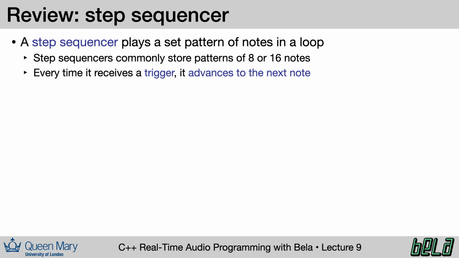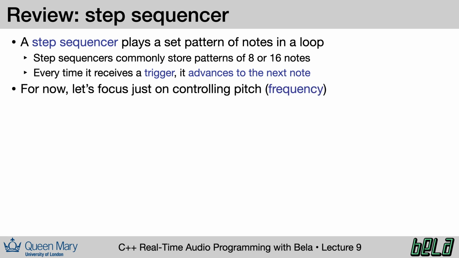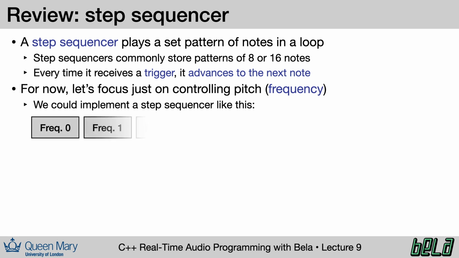Before we finish this lecture, let's go back to the step sequencer that we first built in Lecture 7. The step sequencer is a fundamental building block of many forms of electronic music. It's essentially a way of playing a repeated pattern of events in a loop. We might use a step sequencer to store note values or drum events or other kinds of values. The idea is that every time the step sequencer gets a trigger, it advances to the next step. So, as before, we're going to focus on using this to control the pitch.